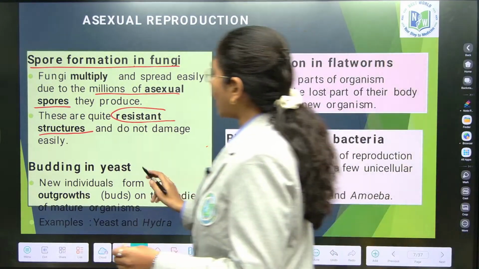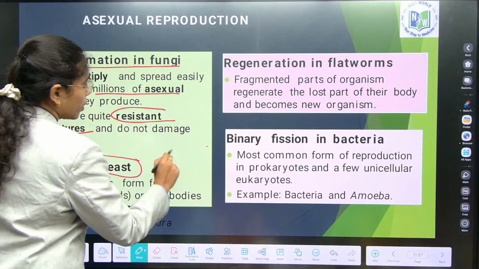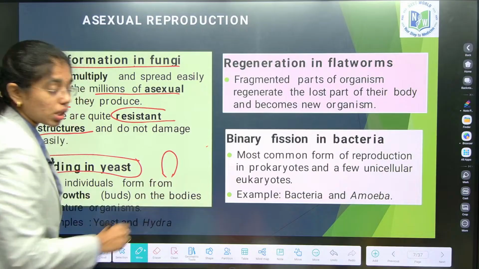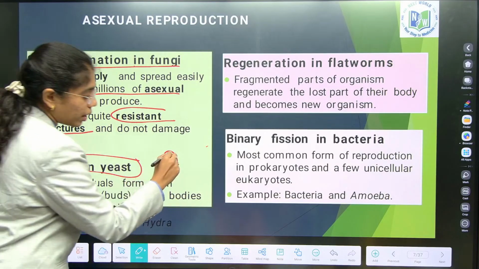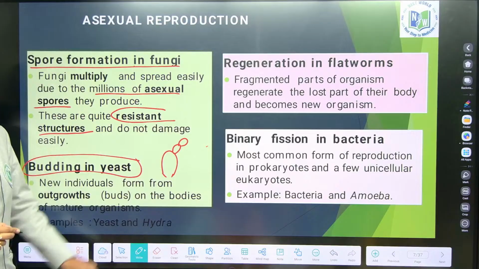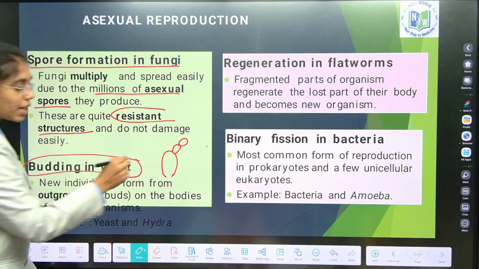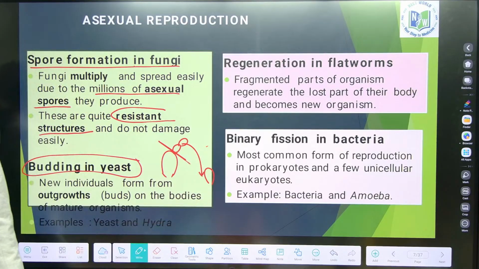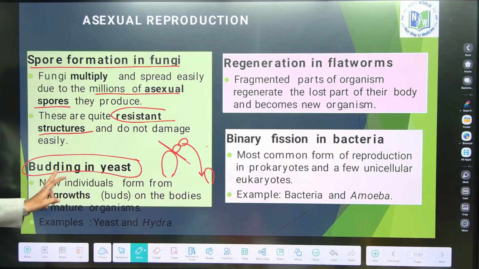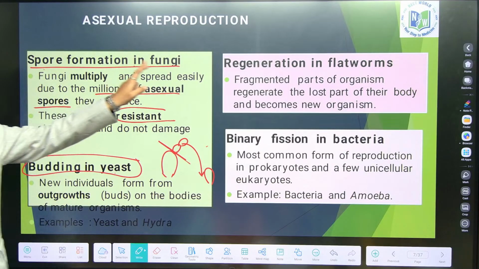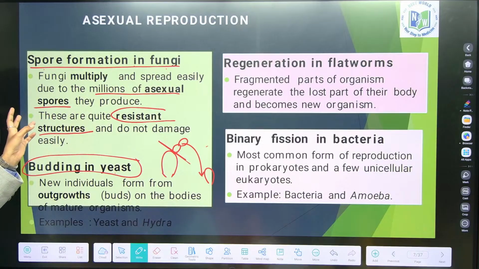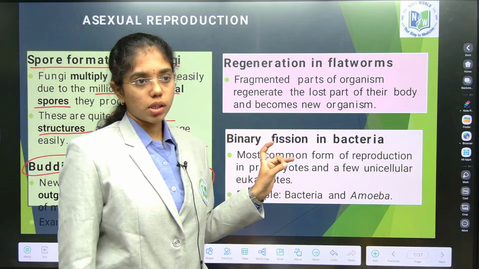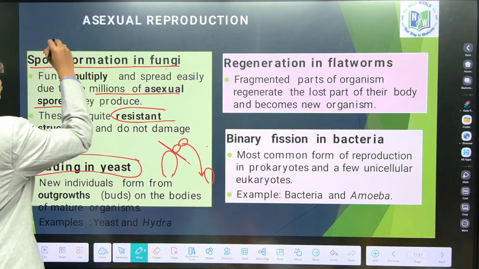Next, if you see budding in yeast, how budding occurs? Yeast is unicellular organism, right? From the unicellular organism, let us suppose this is the parent bud. Over the parent bud, the daughter buds will grow, and after the limited growth, they will detach from the parental bud, fall on the suitable substratum, grow into a new individual. This is known as budding. Budding occurs in yeast. Spore formation occurs in fungi. Name few asexual spores: sporangiospores, conidia, zoospores. Fine, right? These are few asexual spores.